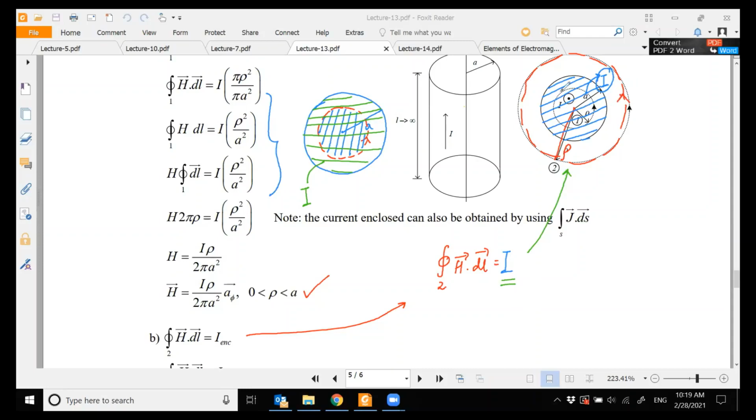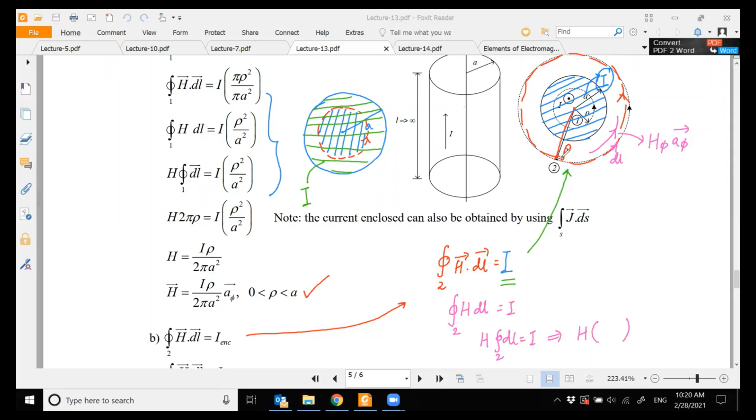And again here outside, our magnetic field direction, with our right hand rule, is this. So again it will be H phi A phi, and my dl will be this one. So both will be parallel, and again this will be just a mere multiplication, equal to the current I. So therefore, my H closed line integral dl is equal to I, or my H times the circumference.